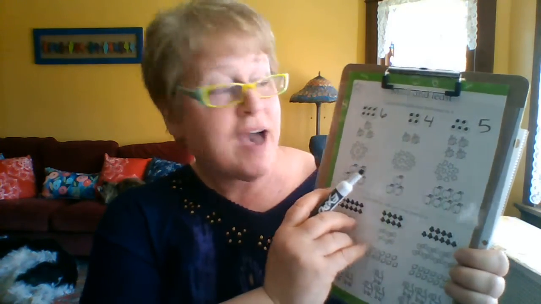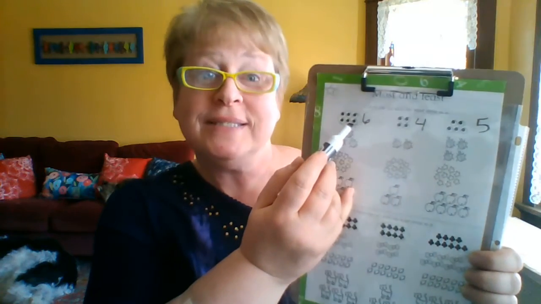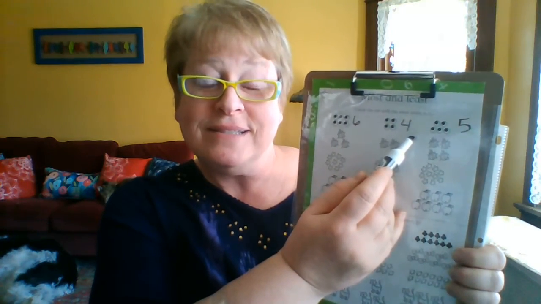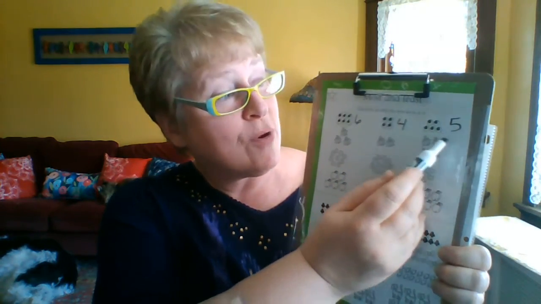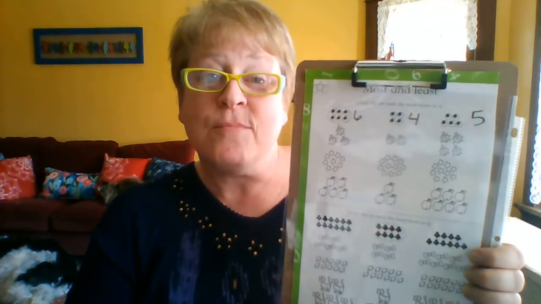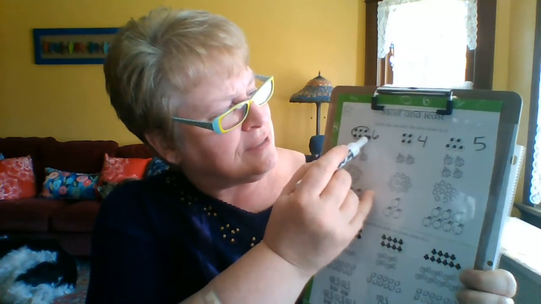After 4 comes 5. Here's 5. So 5 is in the middle. It's more than 4. But after 5 comes 6. 6 is more than 5. So 4 is the least. 5 is more than 4, but it's less than 6. So 6 shows the most in this case. And as you can see, they circled it. All right, so let's look at the next one.